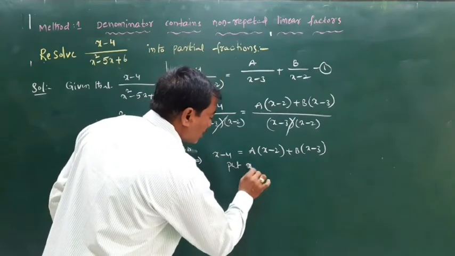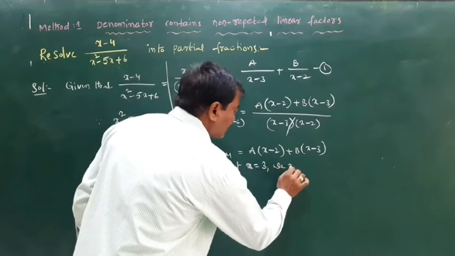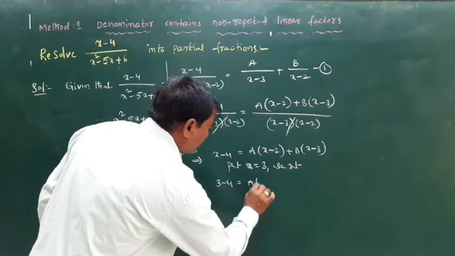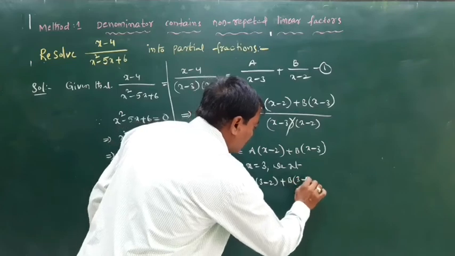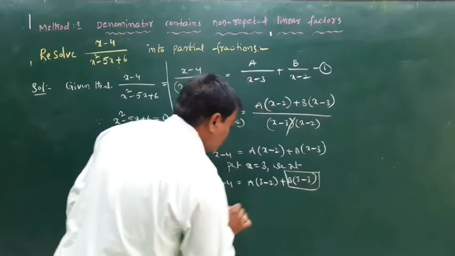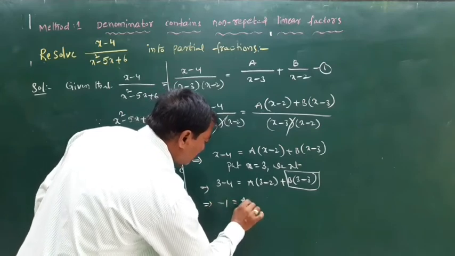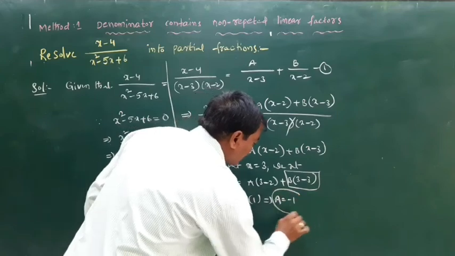x equal to 3 here, and we get 3 minus 4 equal to a of (3 minus 2) plus b of (3 minus 3), meaning this completely becomes 0, and this implies minus 1 equal to a of 1 only, implies a equal to minus 1. This is the a value.